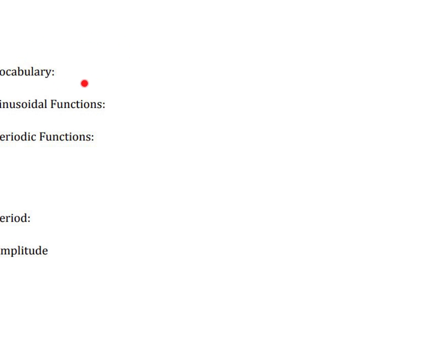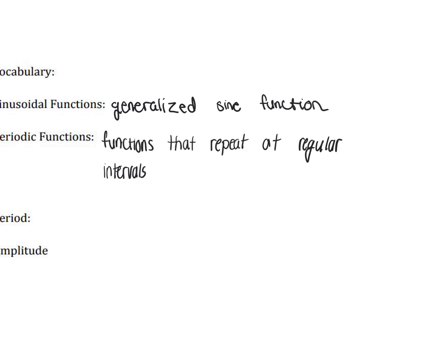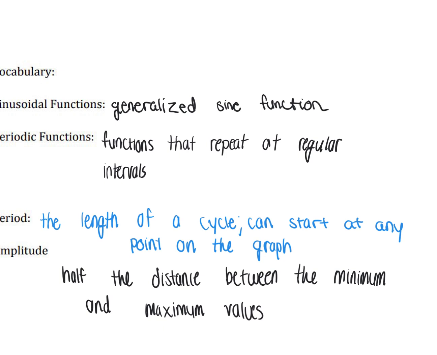So again, the vocabulary, we have sinusoidal functions, which is just another way of saying a generalized sine function. So we have periodic functions, which are functions that repeat at regular intervals. The period of a function is the length of a cycle, and it can start at any point on a graph. And then the amplitude is half the distance between the minimum and maximum values.